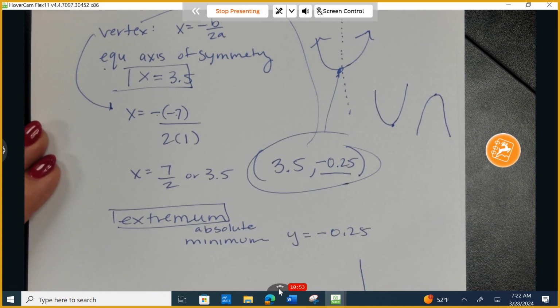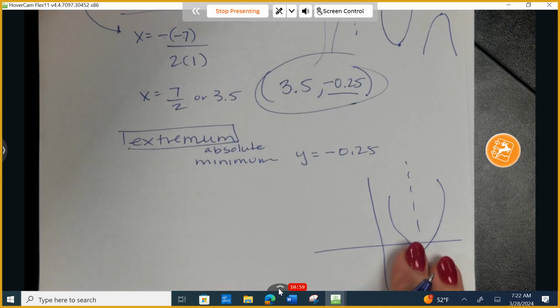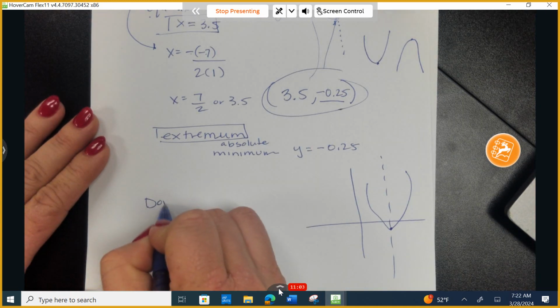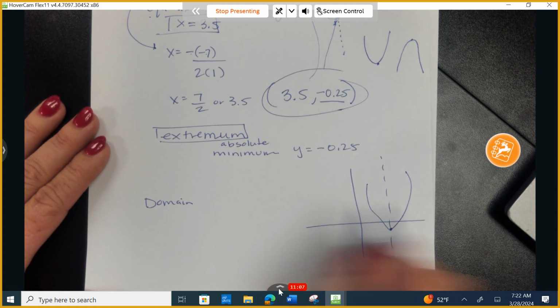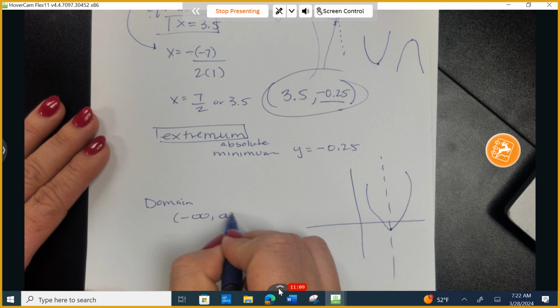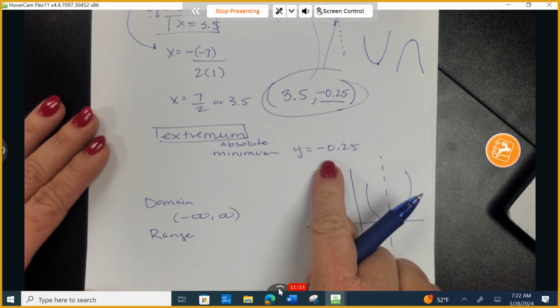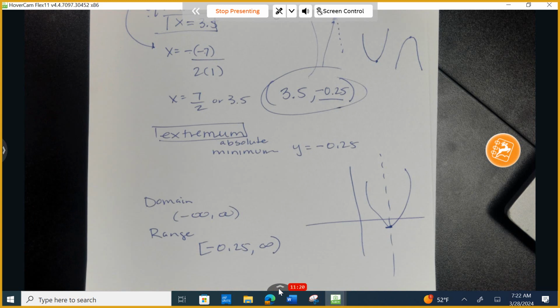Now myself, I'm just going to draw a picture of this. I'm going to go over 3 and down a little bit, and it's going up. Okay, I've got that. It looks something like this. Totally a rough draft. Now my next question after that is, what is the domain? The domain is going to be, there's no restrictions how far it goes to the left as it goes up, and there's no restrictions how far it goes to the right. The range, this goes down as far as negative 0.25, and there's no restrictions how high it goes.